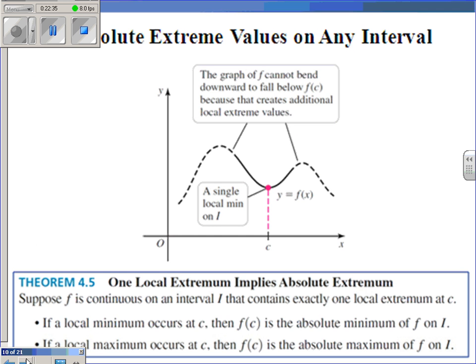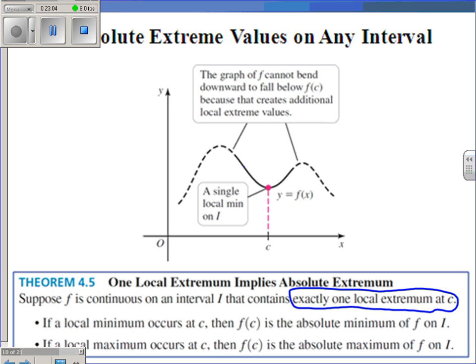Okay, now one more example. We've talked about absolute extrema and when they exist. We know if you have a closed interval and a continuous function that they definitely exist. But this says that you're going to have absolute extreme values on any interval under certain circumstances. Suppose f is continuous and that it contains exactly one local extremum.